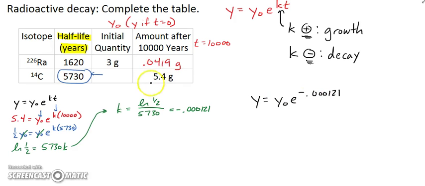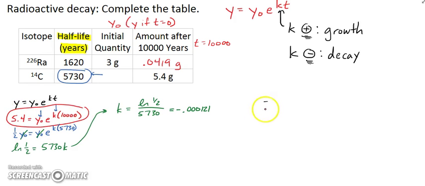And now I might use the scenario here. In fact, I suppose what I really should do, my apologies, is just take this other equation we were working with and plug in the value I know for k. So let's say 5.4 is y sub 0 e to the k, which was negative 0.000121, times 10,000.